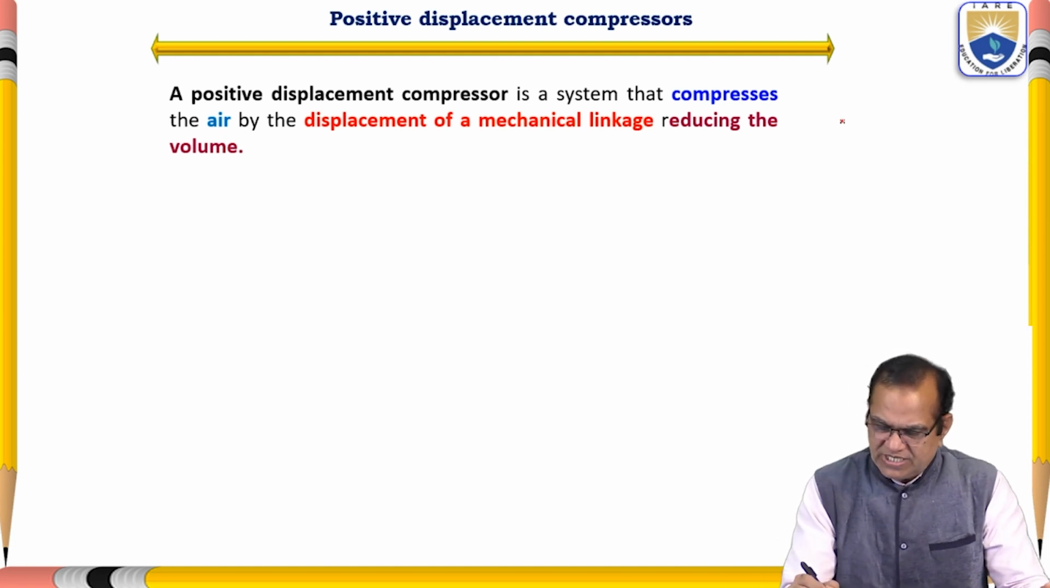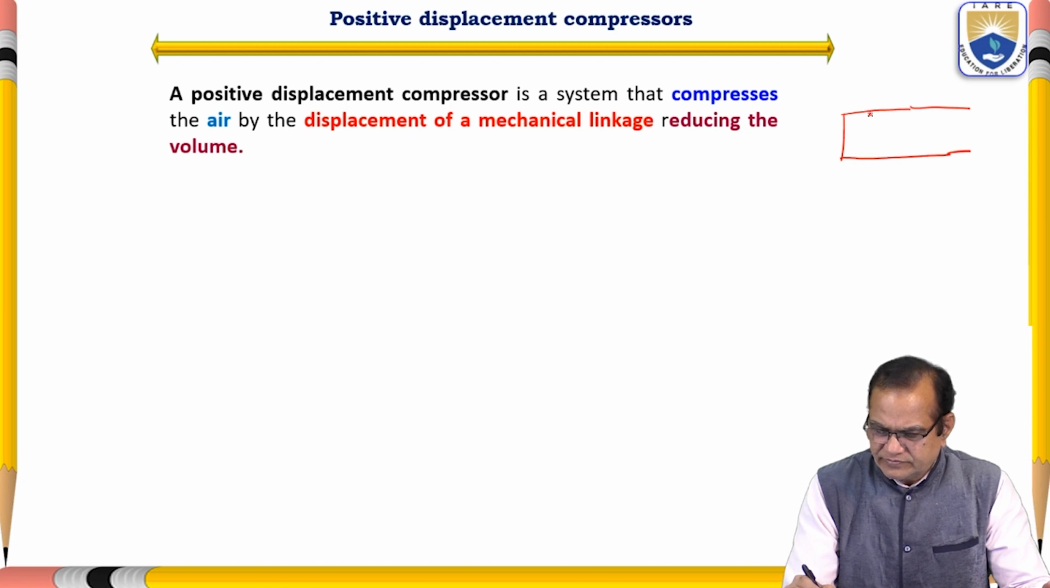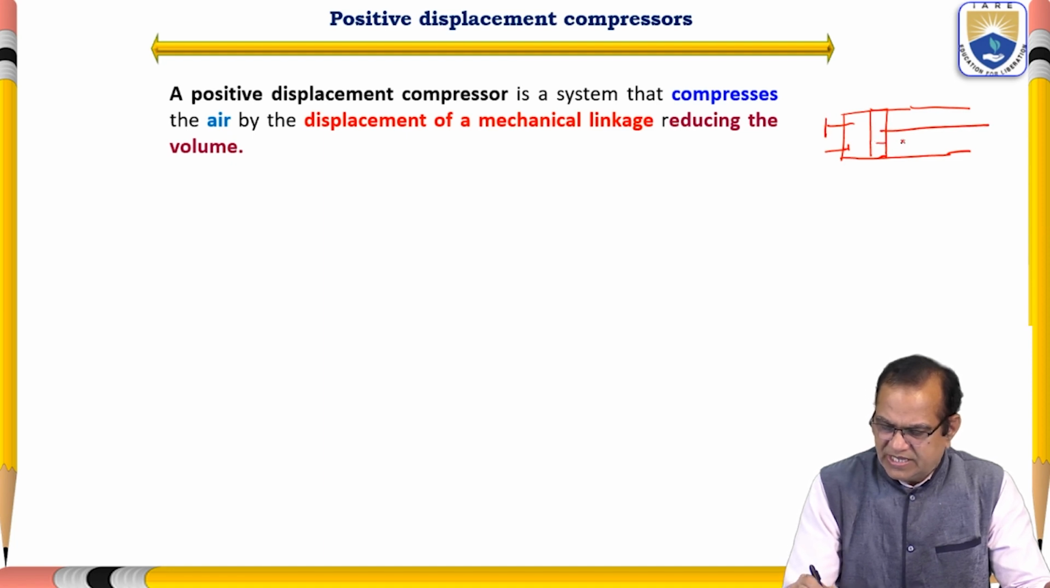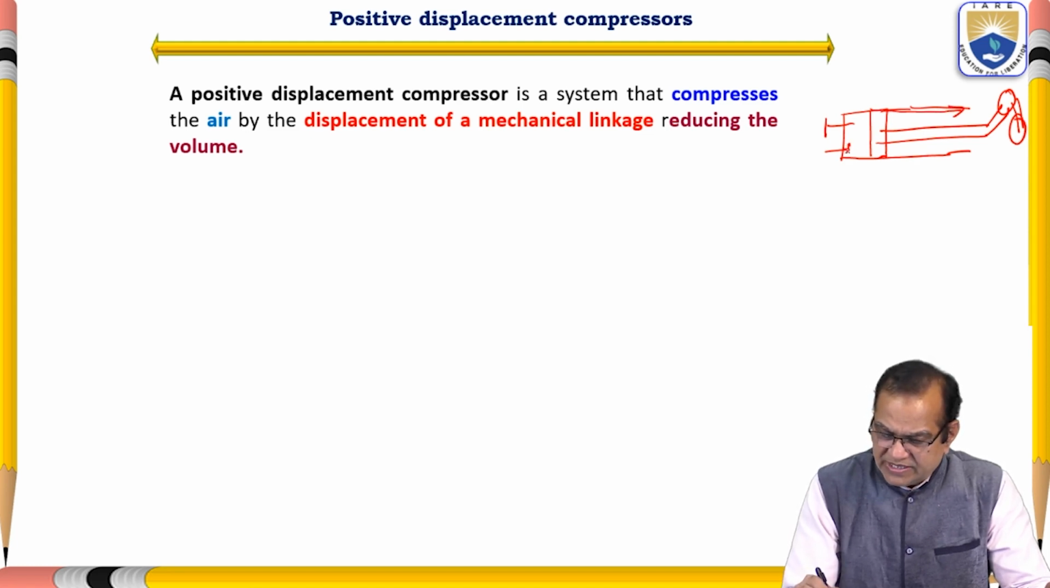If you see the piston arrangement, this is the inlet valve and this is the exhaust valve. This is the piston, and here is the crankshaft. So this will move. This is the inlet, and this is the outlet.